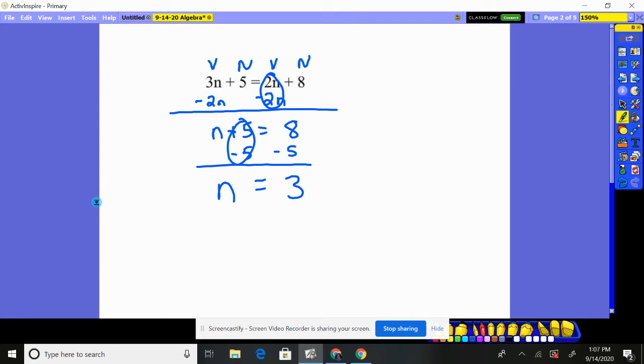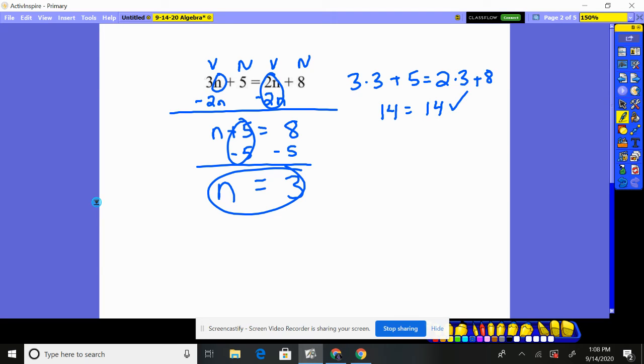That means in this original equation, 3 times 3, because remember, we found n to be 3, so that n is a 3, plus 5 equals 2 times 3 plus 8. Let's see if we're correct. 9 plus 5, 14. 6 plus 8, 14. Yes, we're correct. That is the value that makes 3n plus 5 equal to 2 times n plus 8.